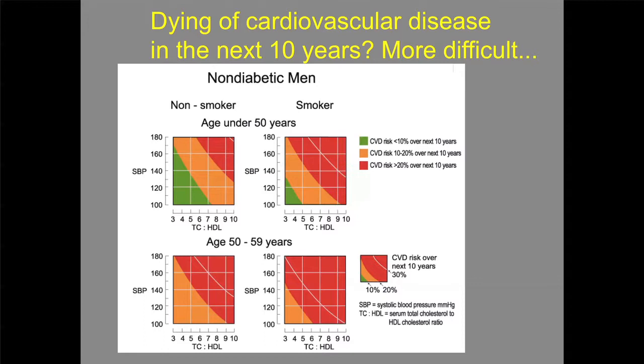Total cholesterol, I think most people understand, is a risk factor. HDL cholesterol is another fraction of the cholesterol that circulates in blood that is protective, and therefore that ratio between bad and good cholesterol is what we use in this particular calculator.